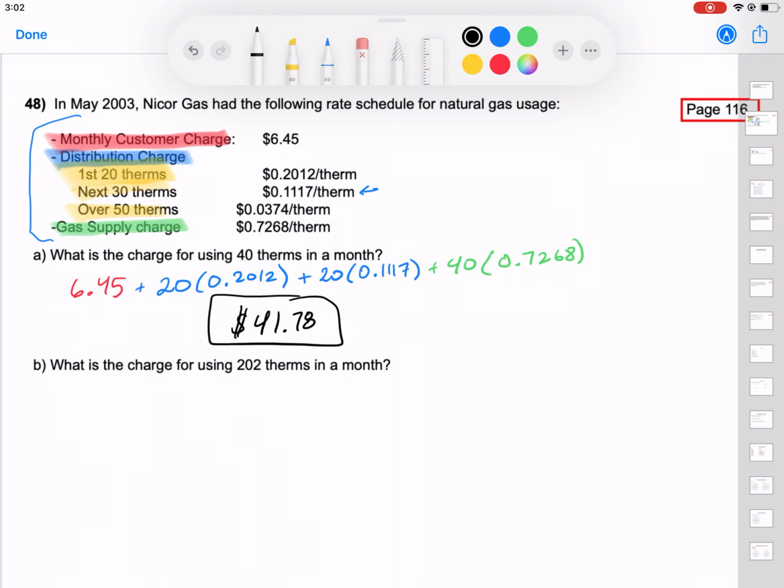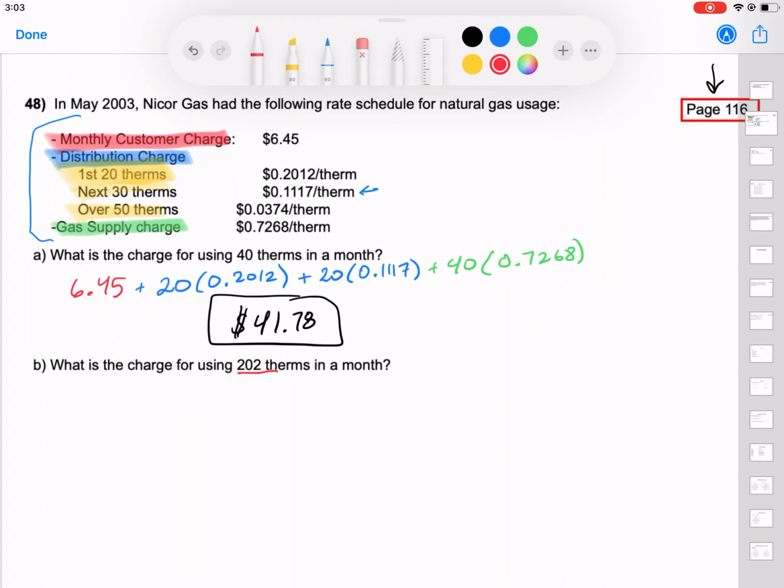Also, just so you know, I don't think I mentioned this, but this comes from your textbook. It's on page 116, number 48. Some of the problems we're going to be doing in this lesson are actually going to come straight from your homework. So let's go ahead and just make sure we understand that formula again.